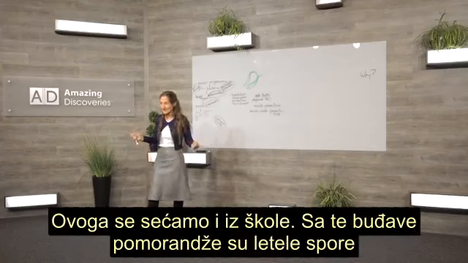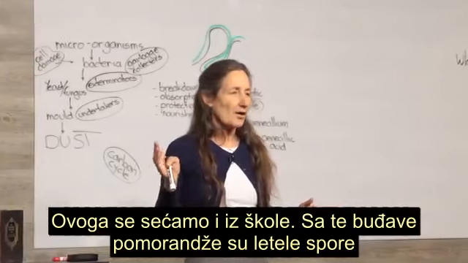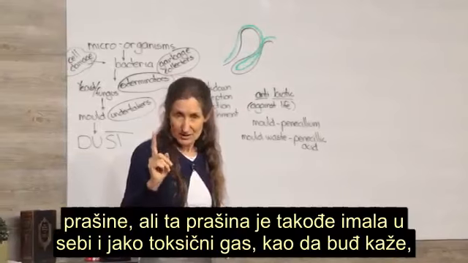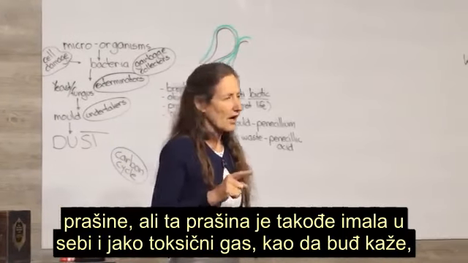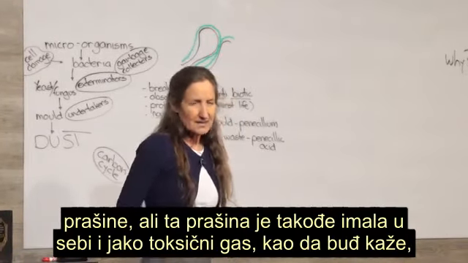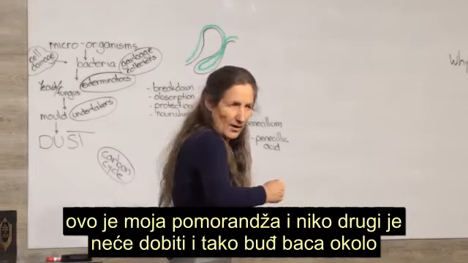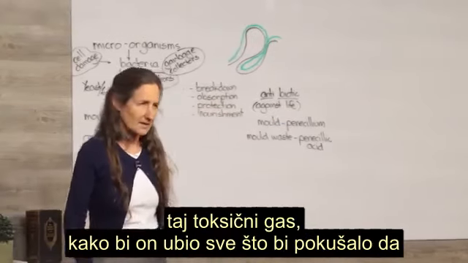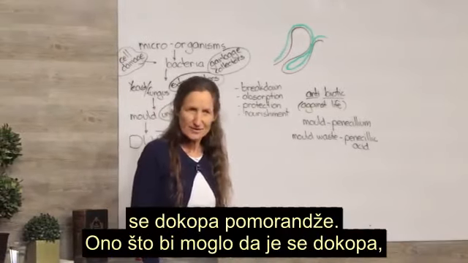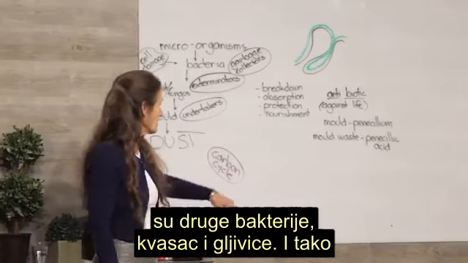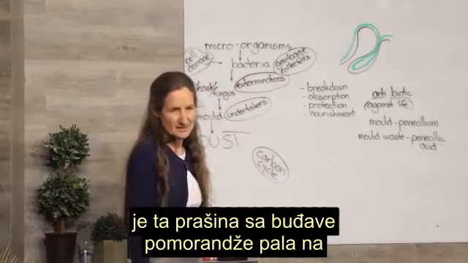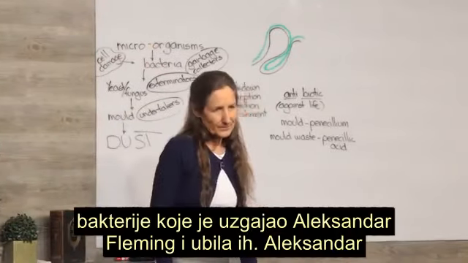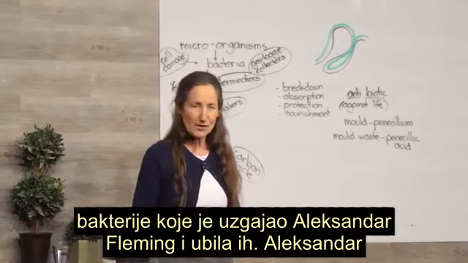We may all remember this from school. That mouldy orange was giving off a dust. Now that dust has the mold spore, but that dust also has a highly toxic gas. It's as if the mold says, this is my orange and no one else is going to get my orange, and it gives off this toxic gas to kill off anything that might try and get its orange. What might try and get the orange is other bacteria, yeasts and funguses. So this dust from the mouldy orange settled on the bacteria that Alexander Fleming was growing, and it killed it.